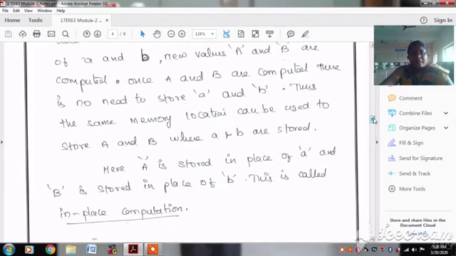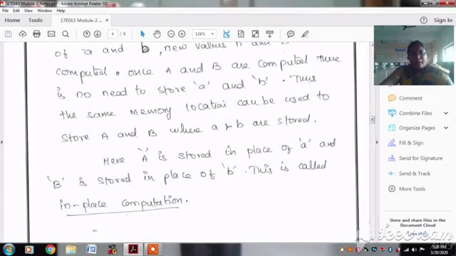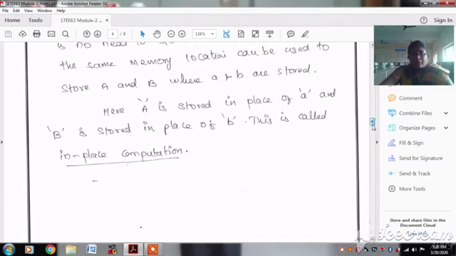That is, we store the value of capital A in the place of small a, and we store the value of capital B in the place of small b. This is your in place computation.